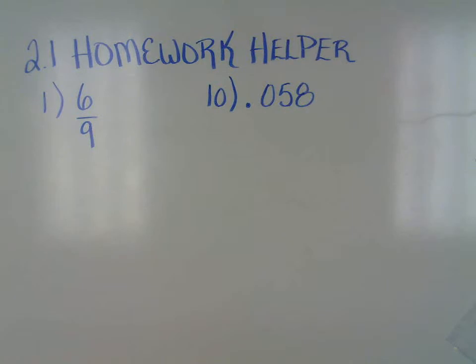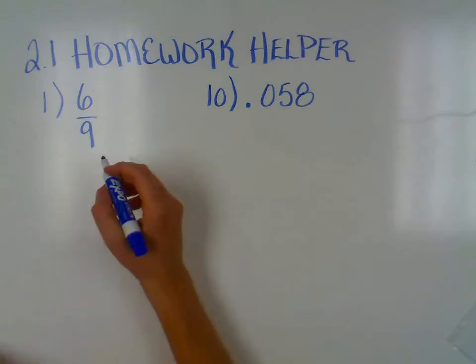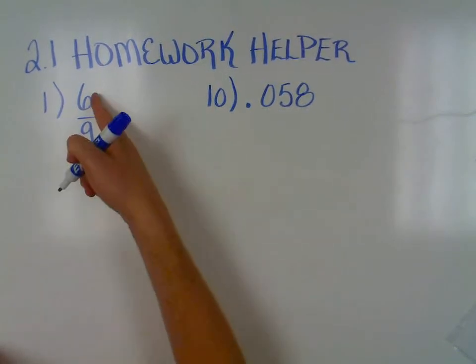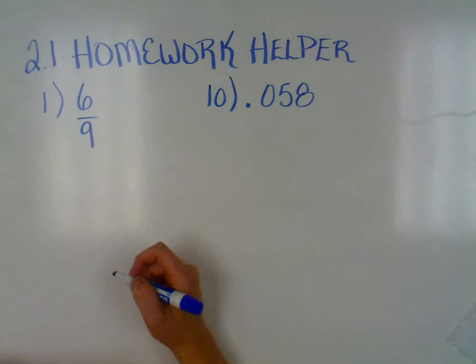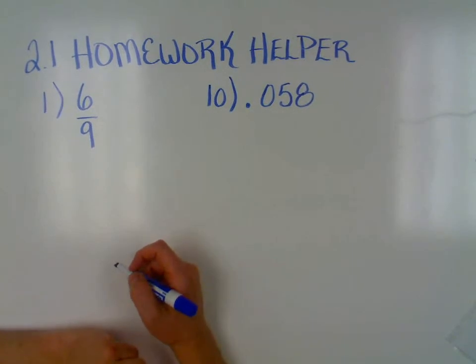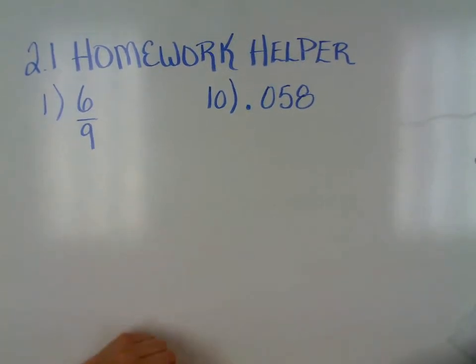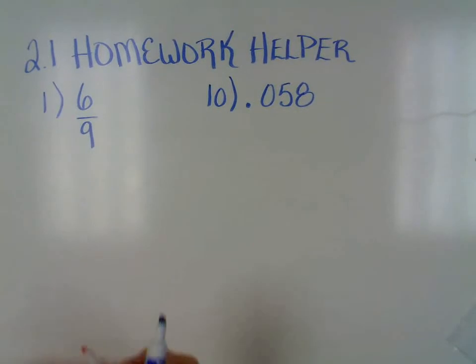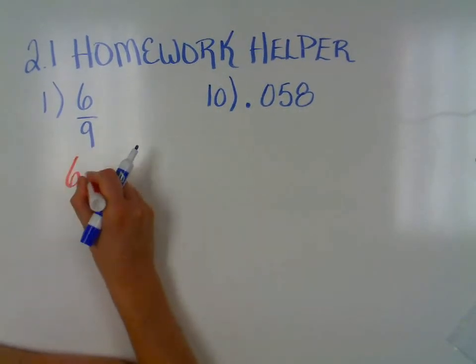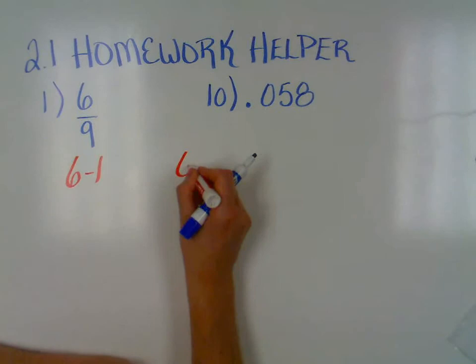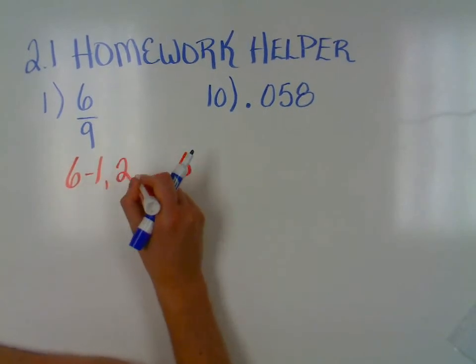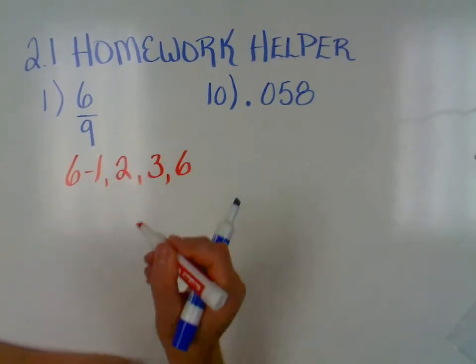We're simplifying the fraction. So when you simplify a fraction, what you have to do is find the greatest common factor of both the numerator and the denominator. So the greatest common factor of 6 and 9 in this case, 6 being my numerator, 9 being my denominator. Well, remember, factors are two numbers that multiply together to make a given number. So the factors of 6 are going to be 1 and 6 because 1 times 6 is 6, and 2 and 3 because 2 times 3 is 6.